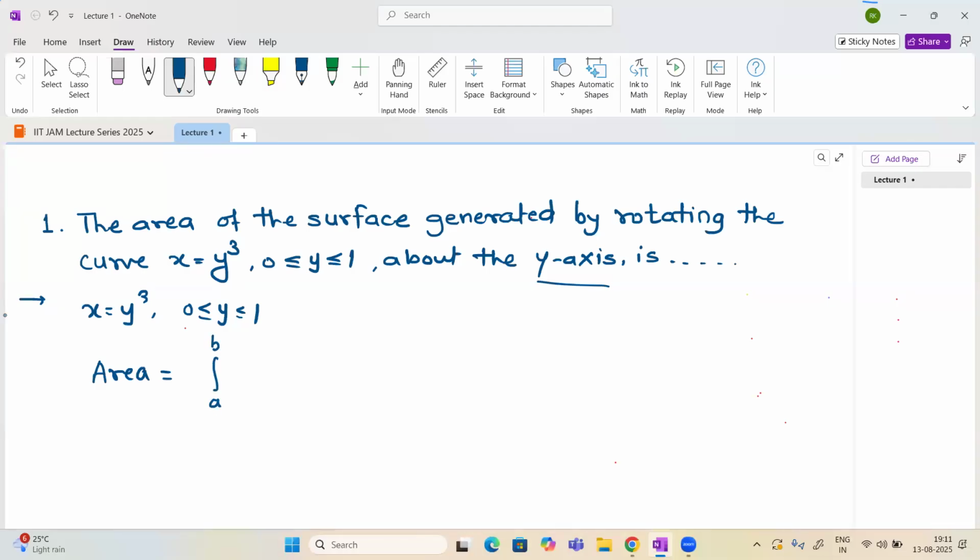Anyone knows? Integration a to b, 2 pi x, square root of 1 plus, differentiation of, square, dy. Okay, so no problem if you don't know.